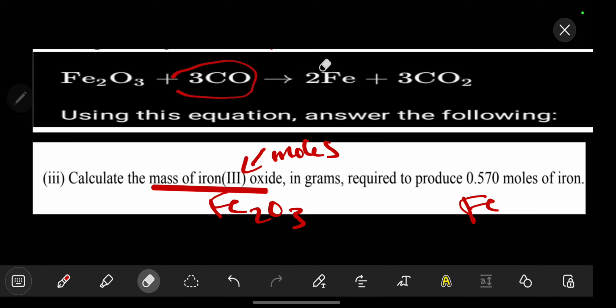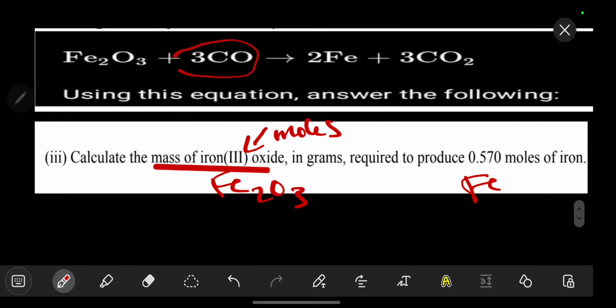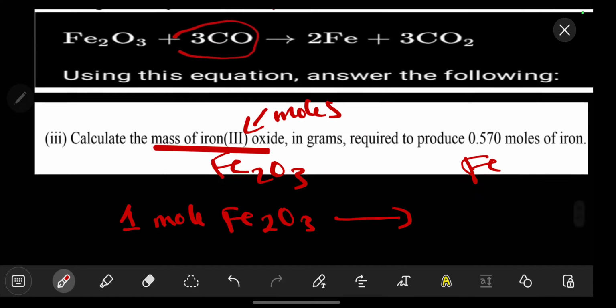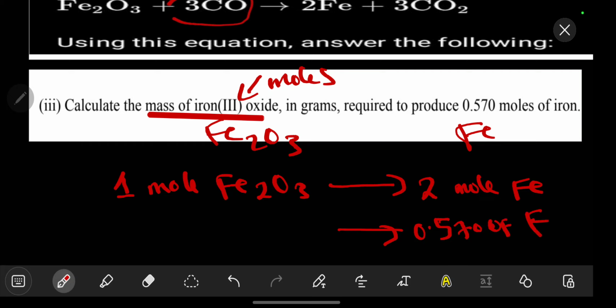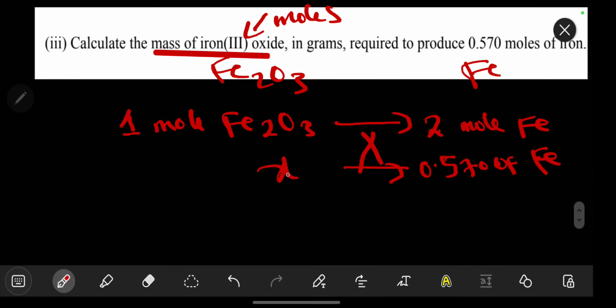our iron produced this side. So if that's the case, according to the equation, if we have 1 mole of iron 3 oxide, this will always give us 2 moles of iron. Then we ask ourselves, what if you have 0.57 moles of iron? Here you are going to do X, cross multiply. You are going to have your 2 times X.